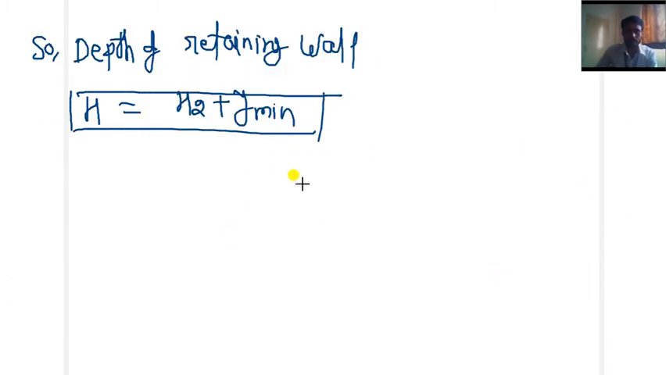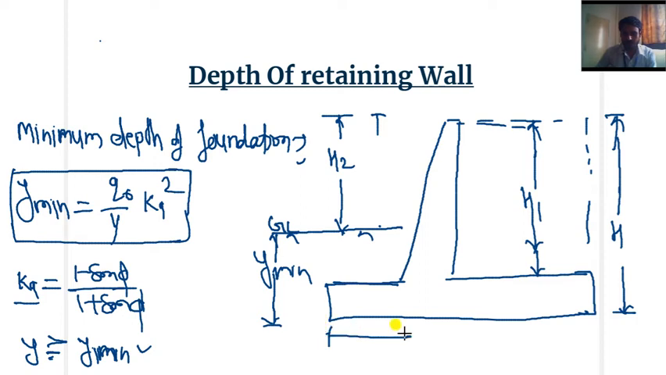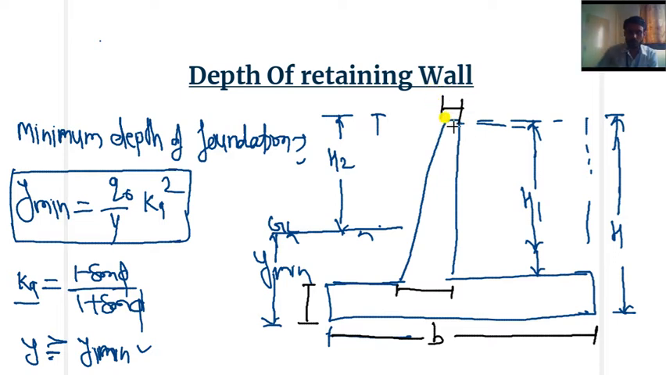And once we get the overall depth of the retaining wall, we can set the various dimension parameters of the retaining wall, like the base slab width. The base slab width we can calculate with the help of the depth of the retaining wall, the thickness of the base slab, the thickness of the stem at the base, and also the thickness of the stem at the top. Generally, we keep the cantilever retaining wall in trapezoidal shape. The maximum thickness is provided at the bottom, and the minimum thickness is provided at the top, and that is the trapezoidal section.